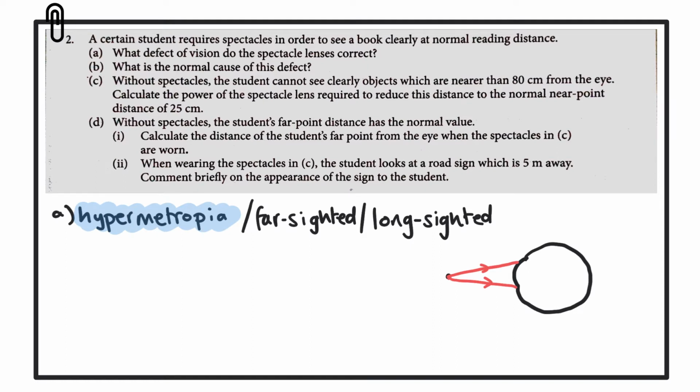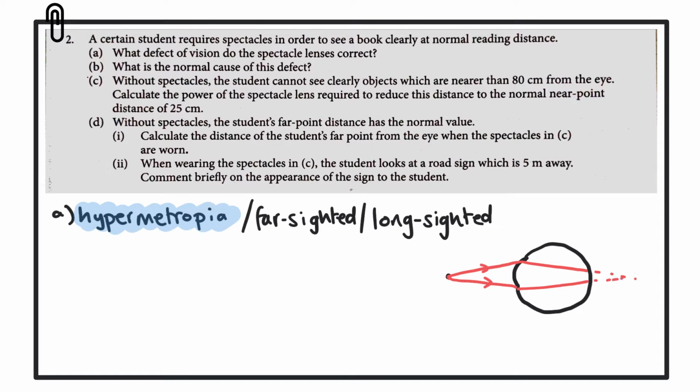So when a person suffers with hypermetropia, they're able to see clearly objects that are in the distance, but they're not able to see clearly objects that are close up in front of them. They're not able to form a sharp image on the back of the retina. And in fact, the image would actually be formed behind the retina.